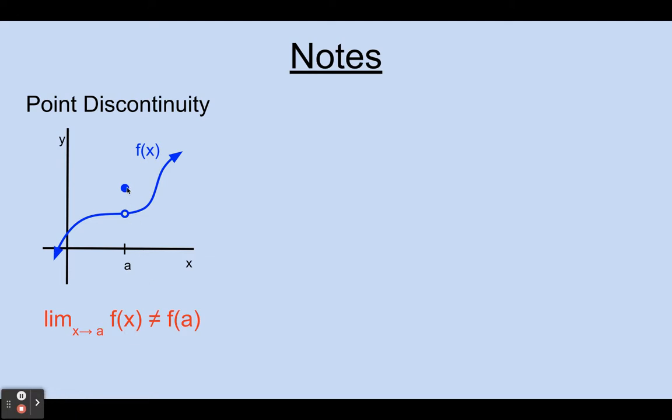If they were the same, this closed circle would be over this, and that would be continuous. So that's how we figure out a point discontinuity. We calculate the limit, we find the y value, and see if they're the same.